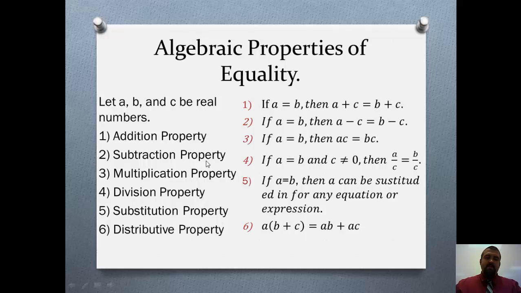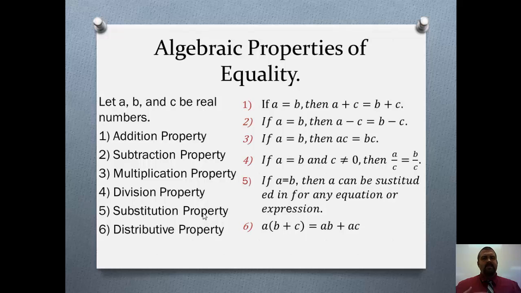Multiplication property. If A equals B, then A times C equals B times C. Yep, it allows me to multiply both sides by the same number. Division property. There has to be an extra condition on this one. If A equals B, and I have a non-zero C, then I can say A divided by C equals B divided by C. True statement.